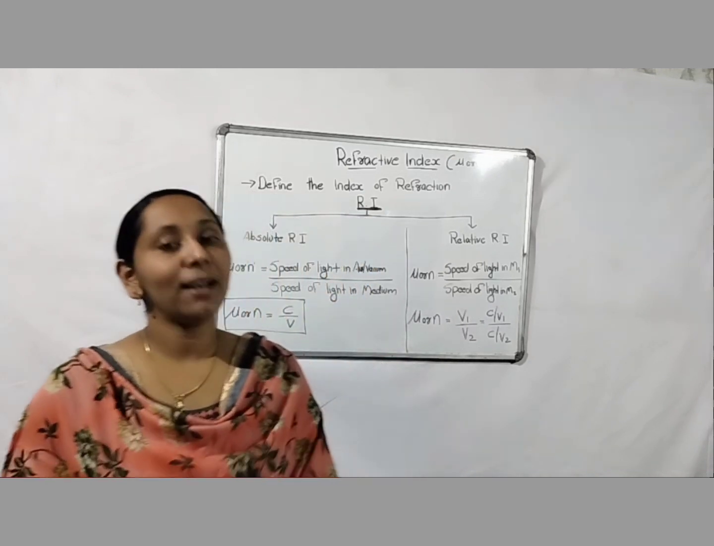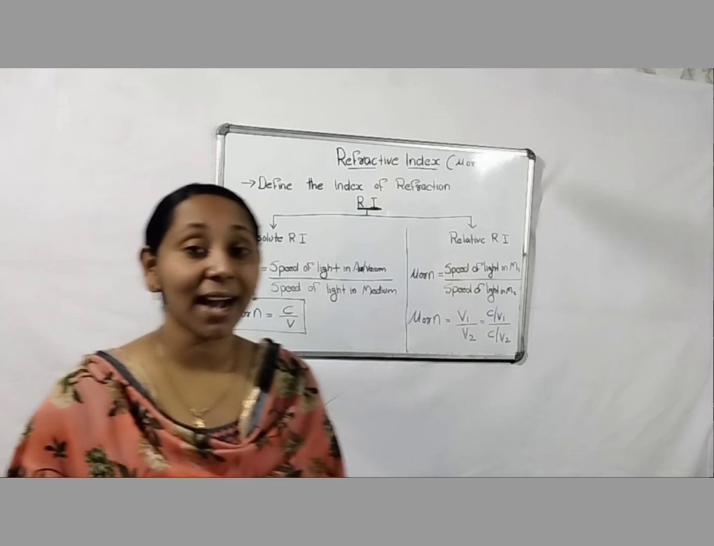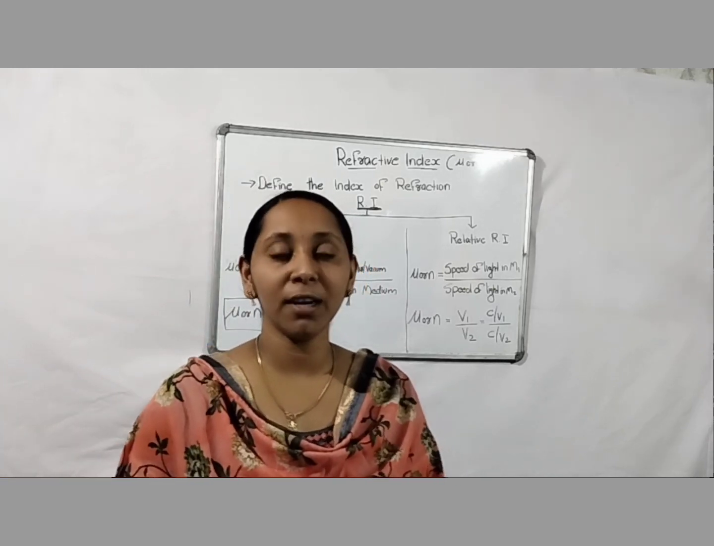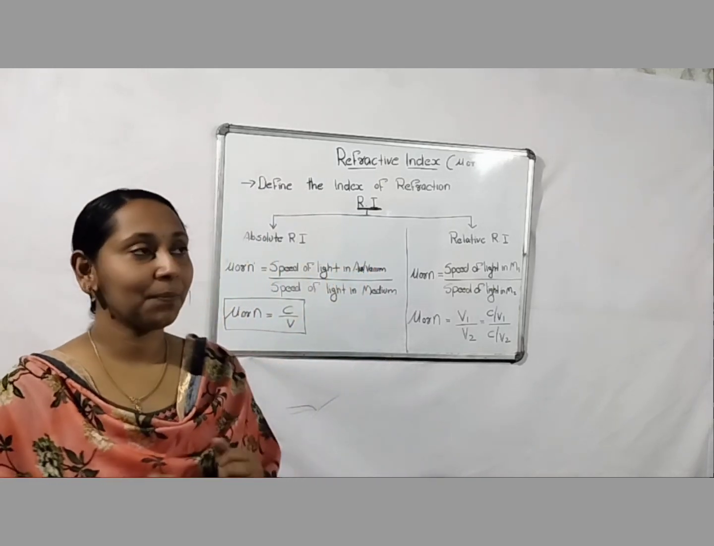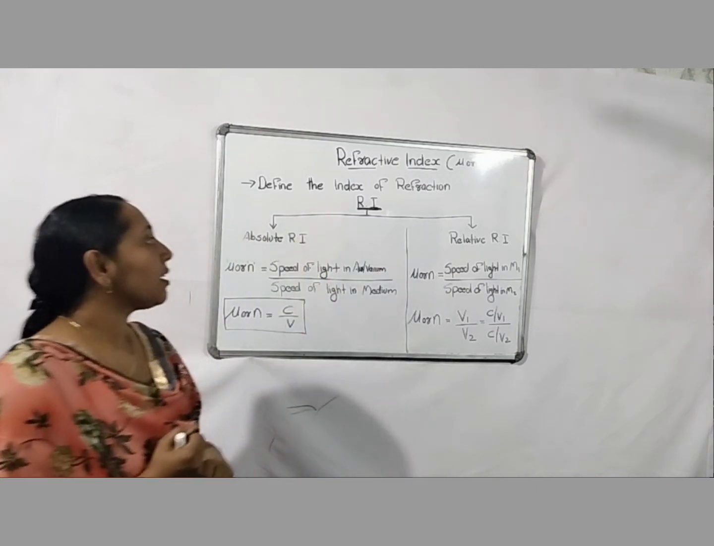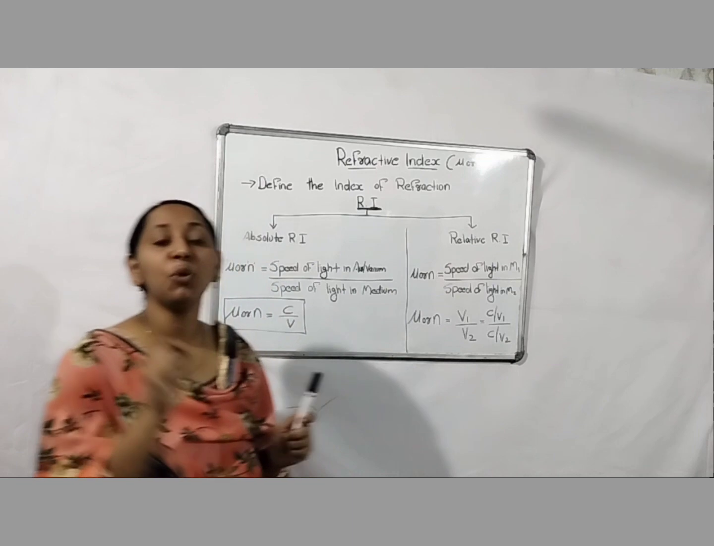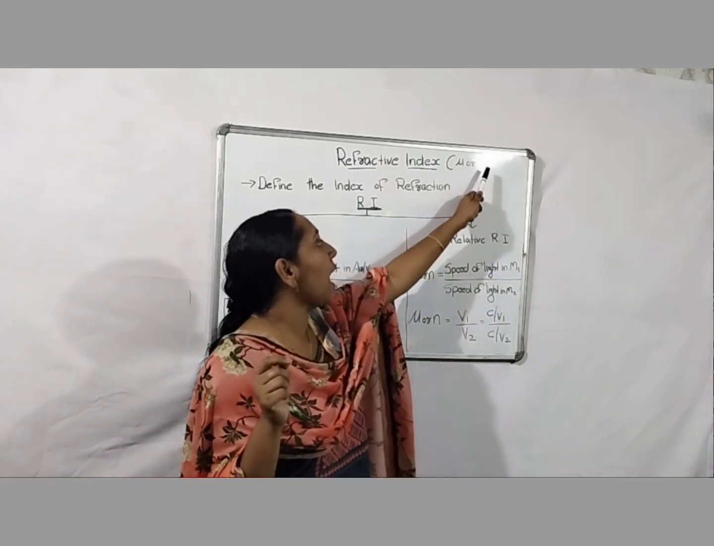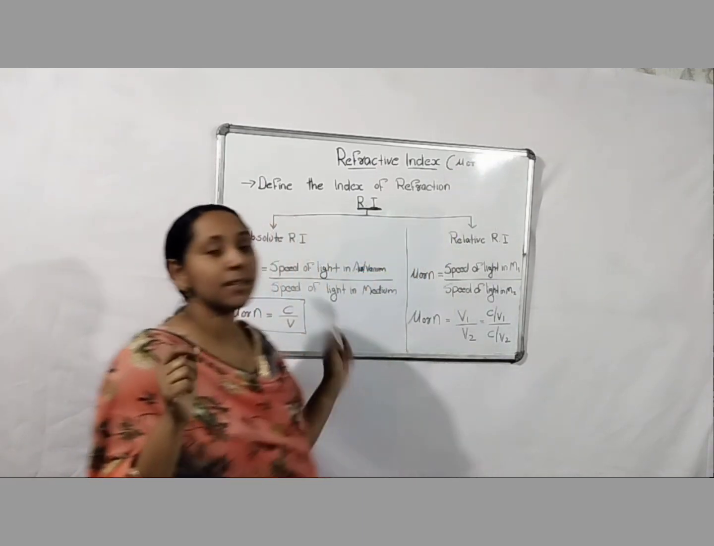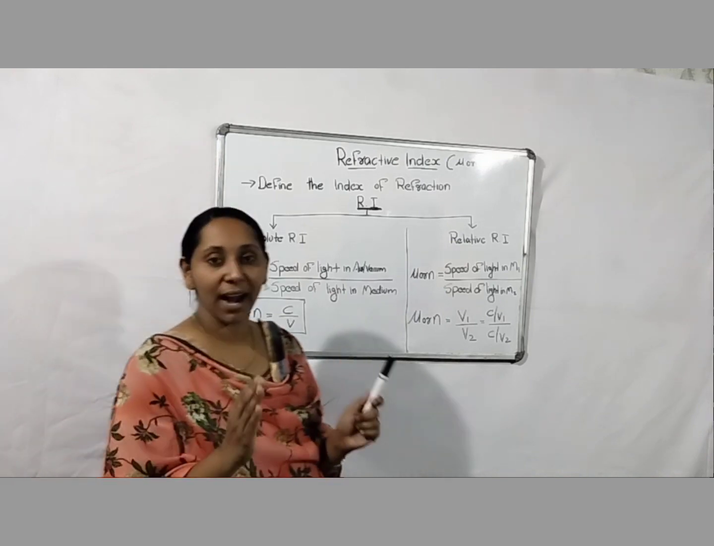This video mainly deals with the portion refractive index. It's a very important topic, so listen to it properly. Refractive index is denoted by the symbol mu or n. Mu or n is the symbol used to represent refractive index.